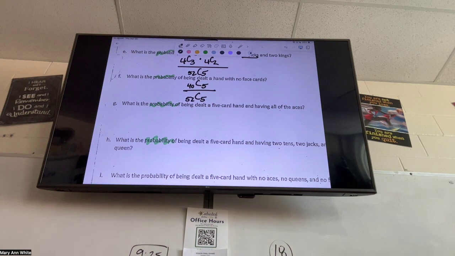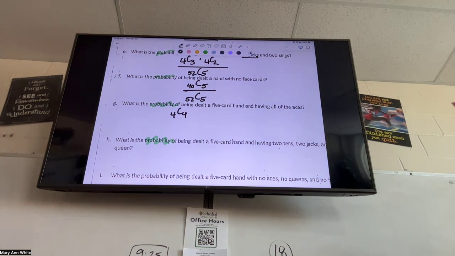Okay. What's the probability of being dealt a 5 card hand and having all of the aces? How many aces are there? How many do I want? I want 4. Wait. Oh, because it's 4 and it's all. I want all 4 of them. You may be really tempted to say, okay, I have 4 and I want 5. I can want 5 all day. Am I ever gonna get 5? There's no chance.